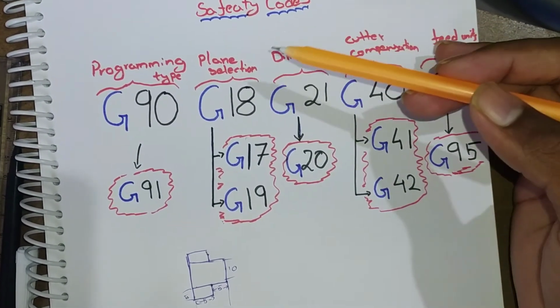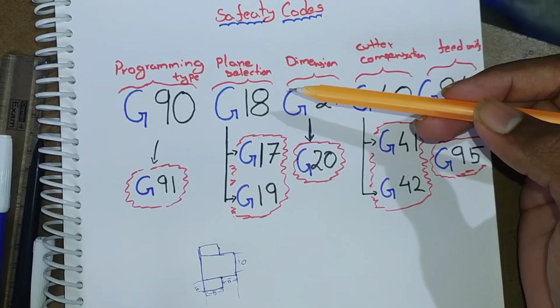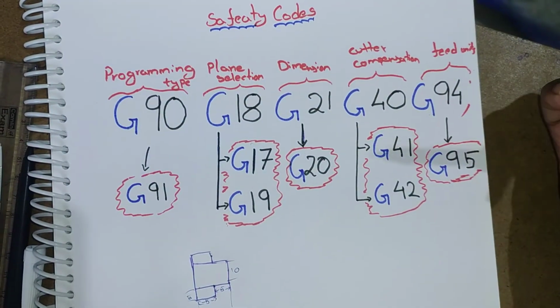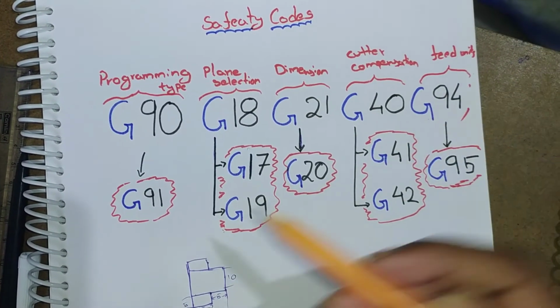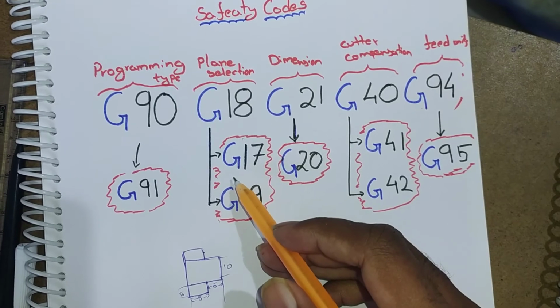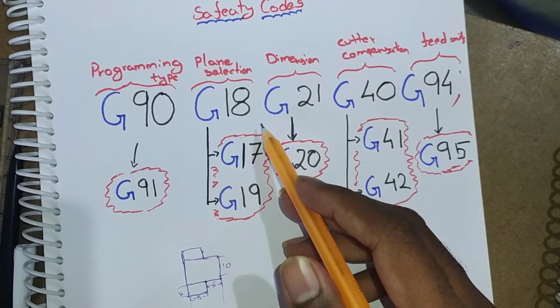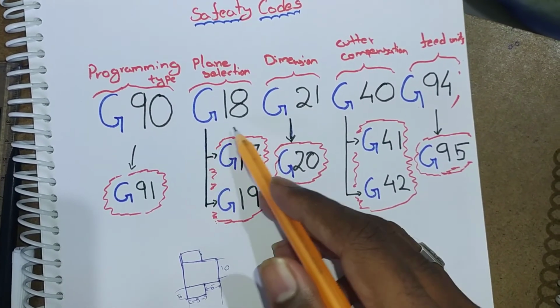And the next one is plane selection. Generally in lathe we have only one working plane, that is the XZ plane, but in some milling CNC machines we have three working planes. Those are the XY plane, YZ plane and XZ plane. If our working plane is to be restricted to the XZ plane, we will use G18.